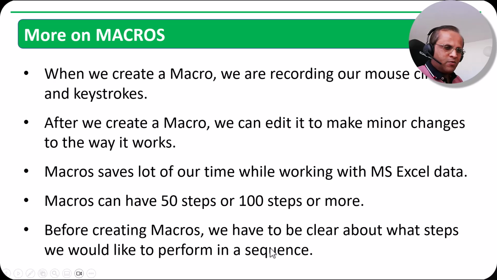The last point is very important here. Before creating macros, we have to be clear about what steps we would like to perform in a sequence. Suppose I want to create a macro with 50 steps. I will not be able to remember those 50 steps while recording. What is the best method? You can write down those steps on a piece of paper or in a notepad, and then perform them one by one. Suppose you miss a step, or delete one step and then perform another step, that deletion is also recorded. So instead of 50 steps, you may have 51 steps.